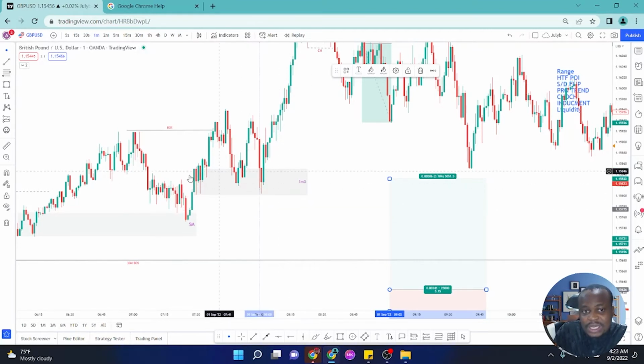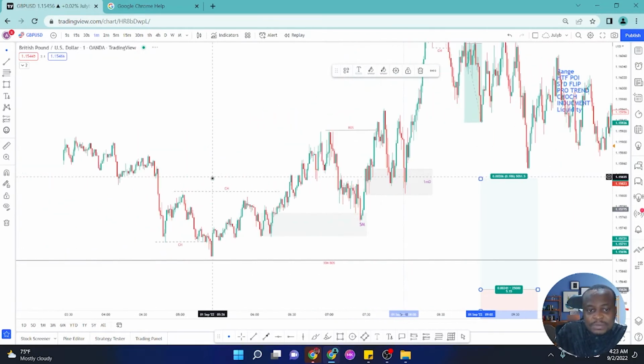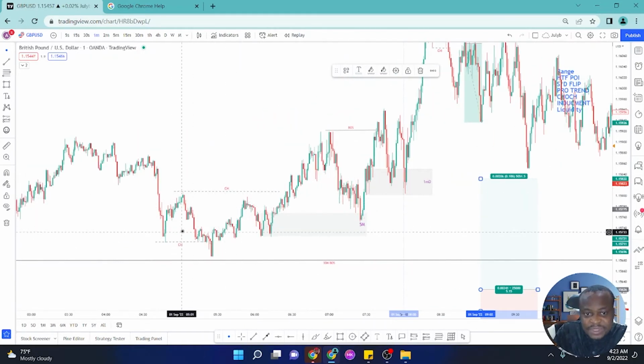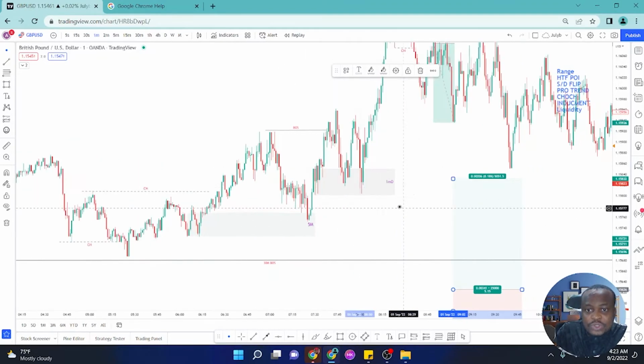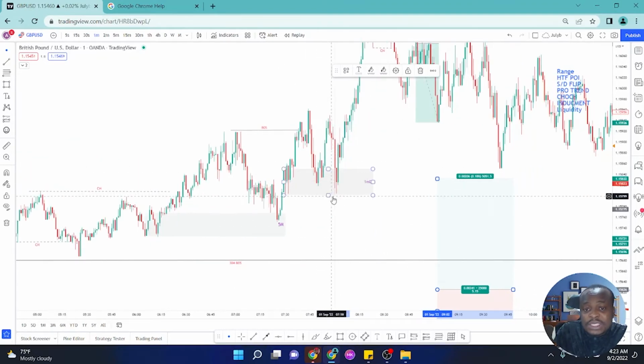When it went up, broke this structure, I said, okay, this is a good time because this is a 5 minutes change of structure. It came back, it retested, it broke structure. So this place is a good place to take this trade. And there's a liquidity feeding into the POI I want to trade from. So what did I do?